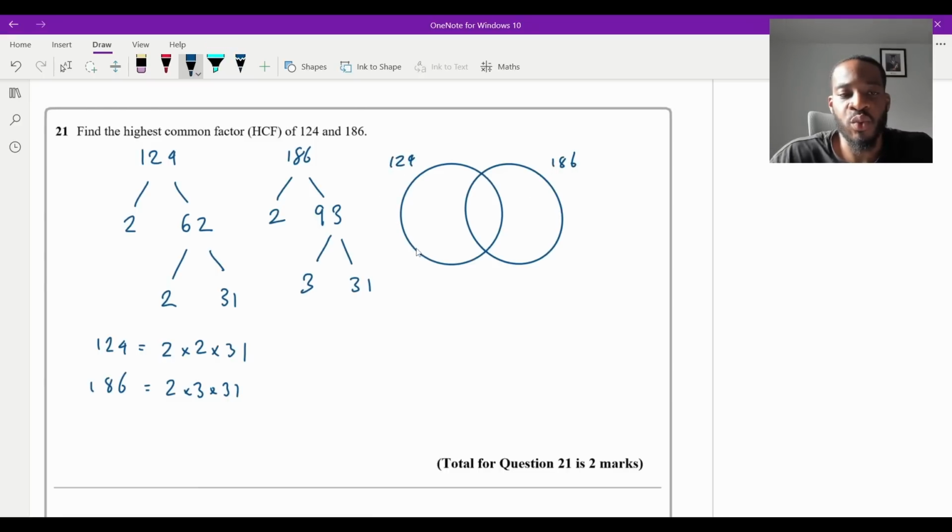Now, what is the middle number, right? Or numbers? Well, we look at our prime factorization. What do they both have in common? Well, they've got a 2 in common, so I can put a 2 in the middle.